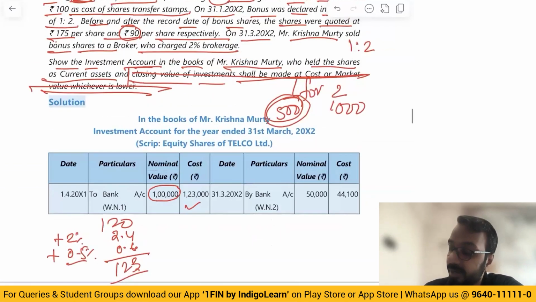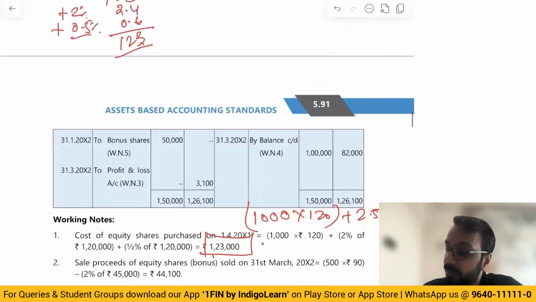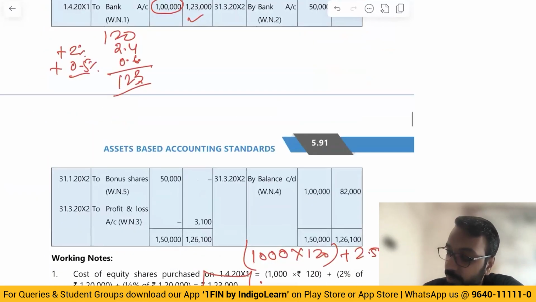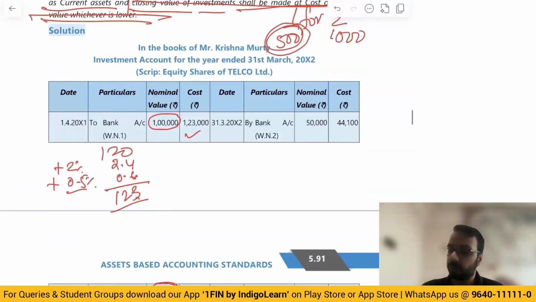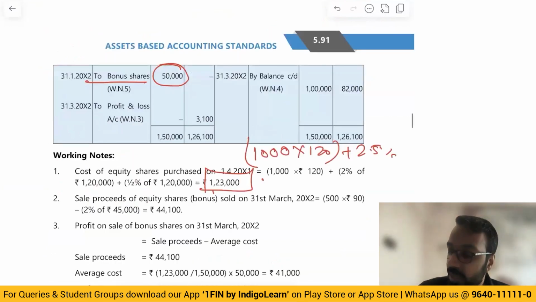Then there is no dividend. There is a bonus issue. Now, whenever there is a bonus issue, you will just increase the face value or quantity. So instead of nominal value, you can also have quantity. You can follow that also. You will add here, but the amount will be 0. You will not add anything in the amount column. All right.